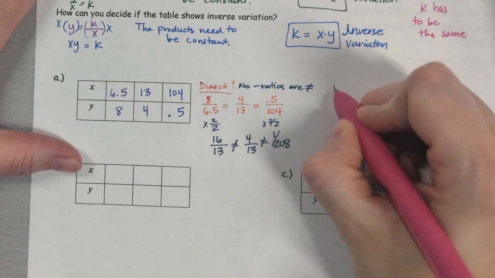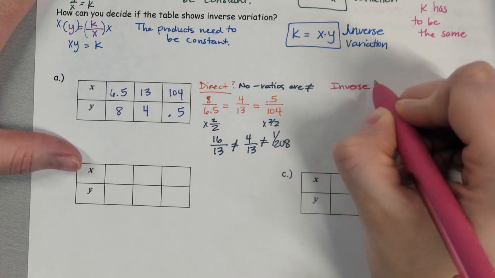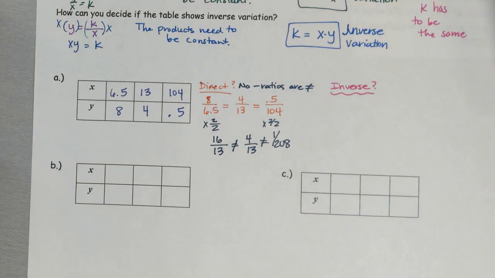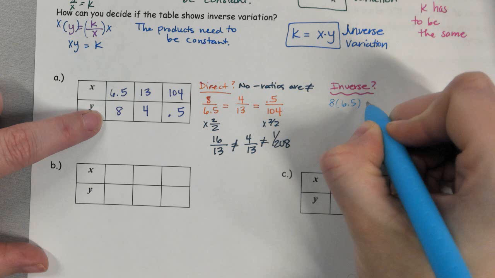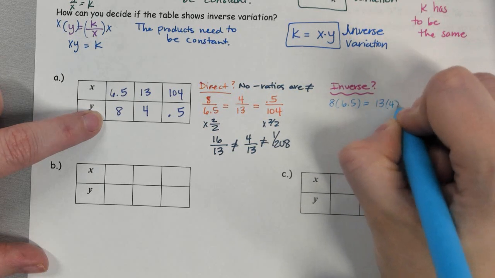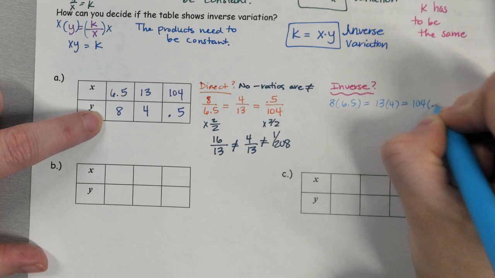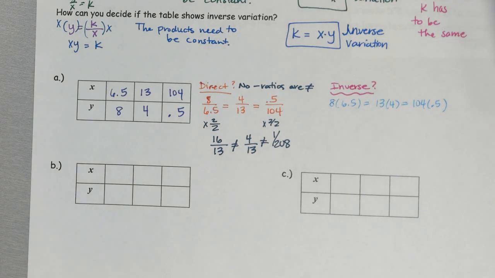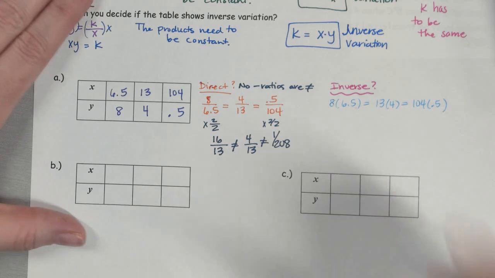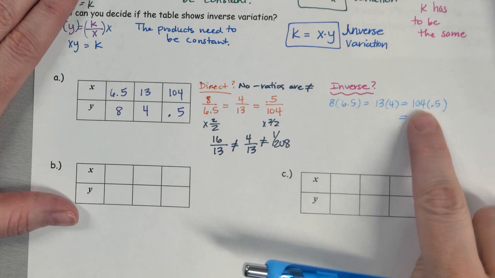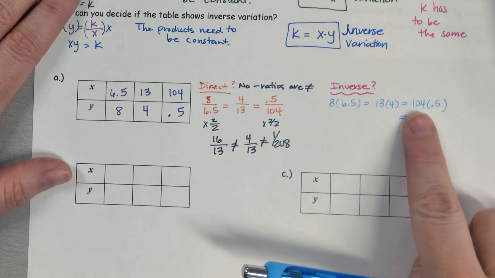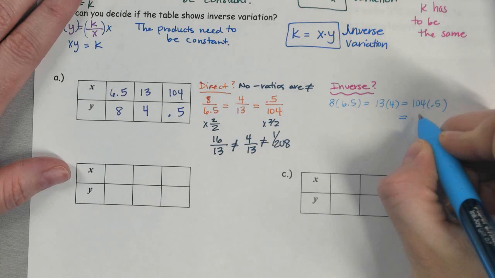Okay, so then for the inverse, if it's inverse variation, all of the products will be constant. So 8 times 6.5, 13 times 4, 104 times 0.5. We're doing this without a calculator. Yesterday, we came up with a lot of great strategies, right? So 104 times 0.5 is just 104 times a half. You just cut this in half. What's half of 100? 50. Half of 4 is 2, so put them together, 52.